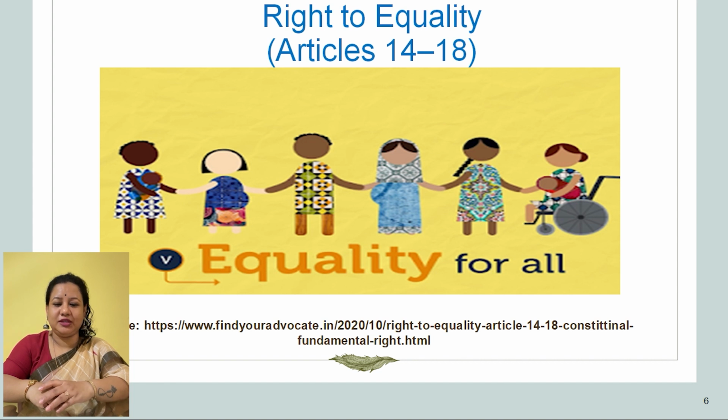Now we'll discuss right to equality. That is our topic of discussion. Right to equality is the first fundamental right, and it is provided under Article 14 to 18. In the slide you have seen that there are people, there are citizens, but their status is not the same. Someone is from a different religion, their color is different, their gender is different, someone is physically disabled, but for all, the Constitution has provided equal status.